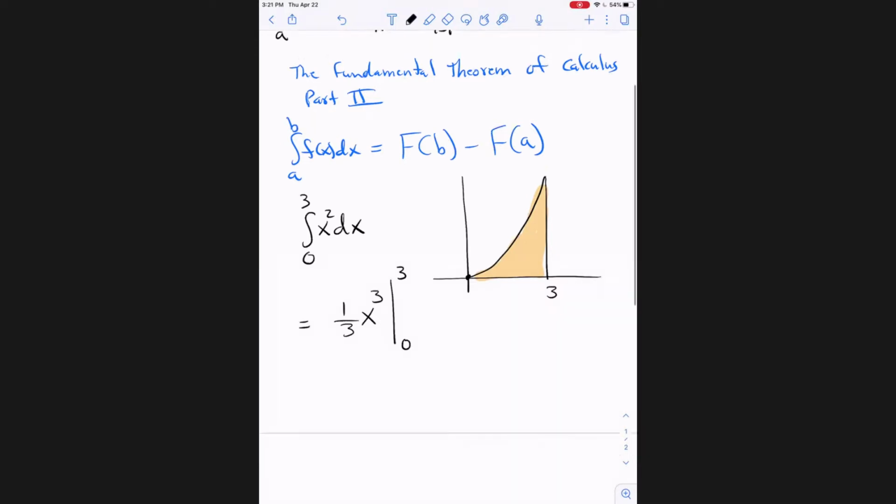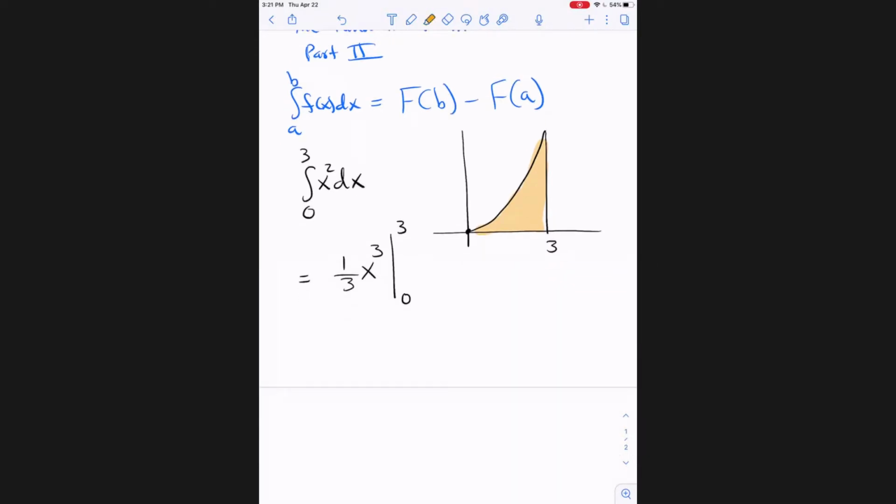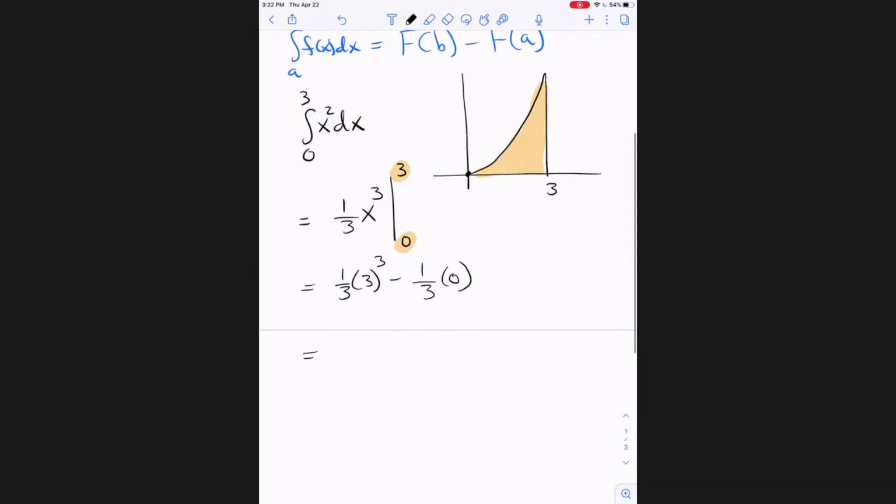Once you take the antiderivative, keep in mind the top number here, 3, is your b. The bottom number is your a. So what F of b minus F of a means is you plug in the top number 3, minus plug in the bottom number 0. So we get one third times 3 cubed, which is 27, times one third is 9, minus 0. So the answer is 9. That's it. The area of that shaded region is 9.